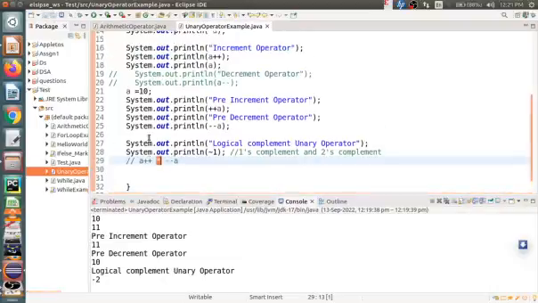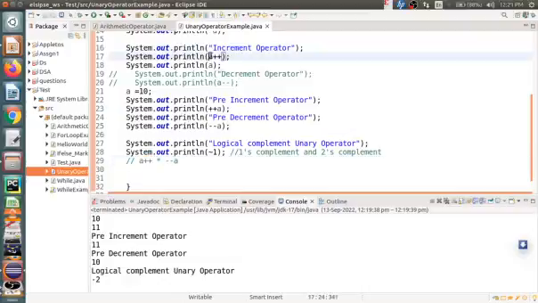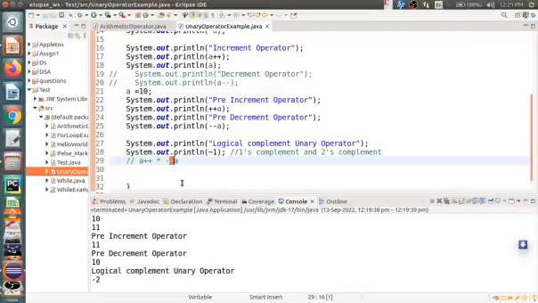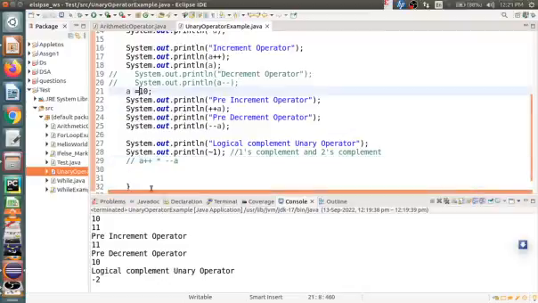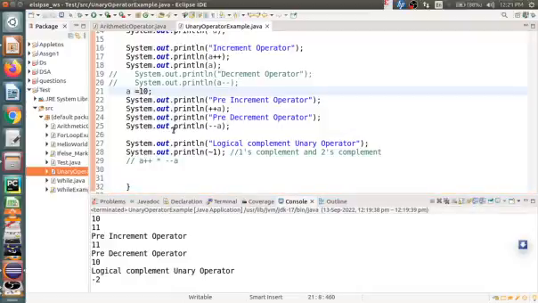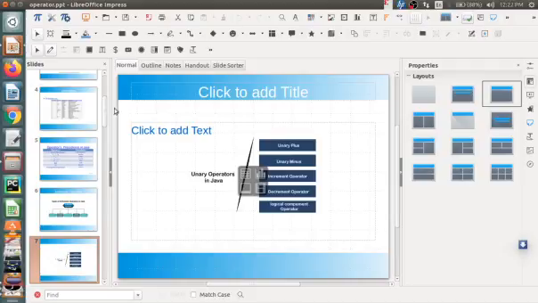Okay, so do one thing: open your IDE and try out a few more expressions. These are very simple operators using unary operators. You can try out slightly more complex expressions and apply your concept, whatever you have studied or know. Then we will move to the next concept or next chapter. So this is all about unary operators.